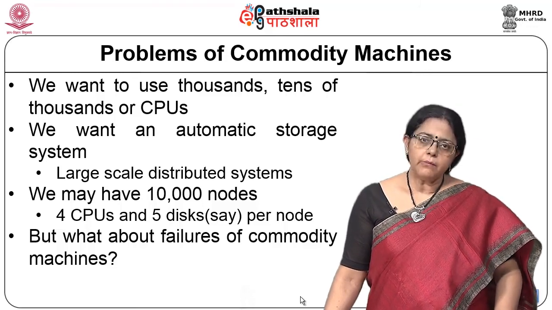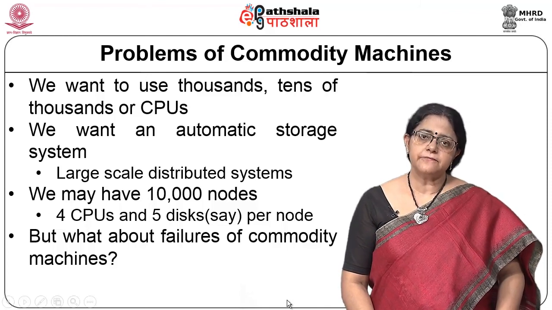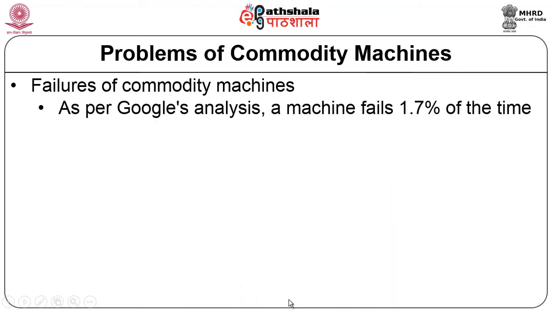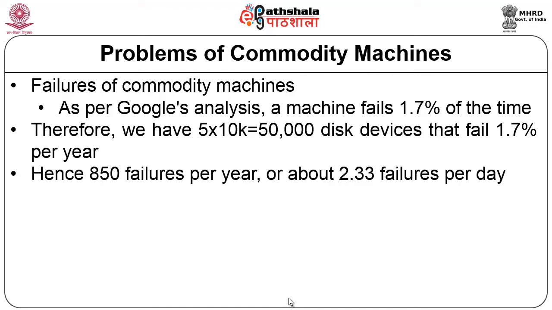But what about failures? What about machines failing all the time? If we look at the statistics, Google says that approximately 1.7% of the time a commodity machine will fail, which means that given our 10,000 machines, there will be 850 failures per year, or approximately 2.33 failures per day.